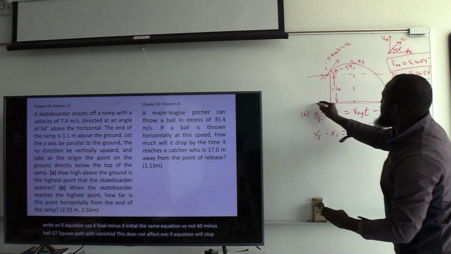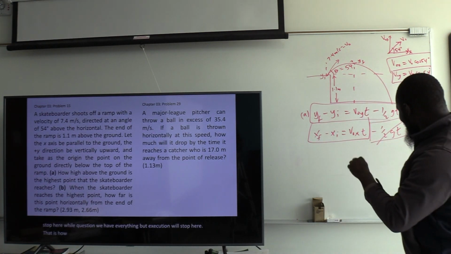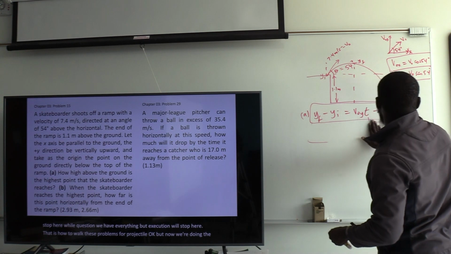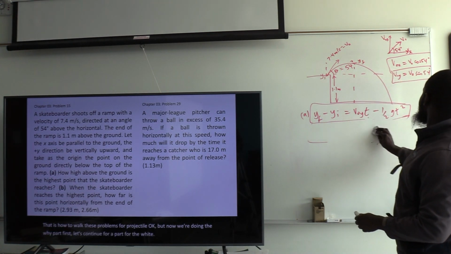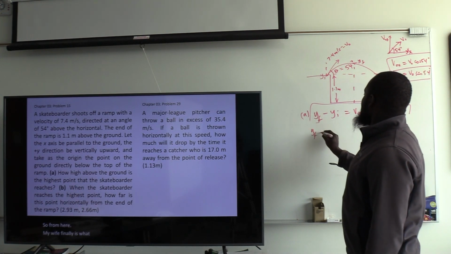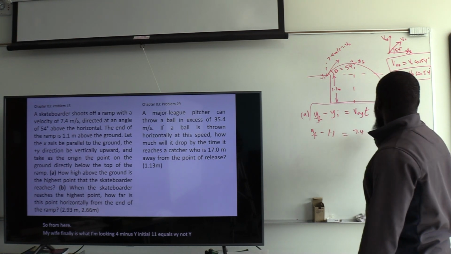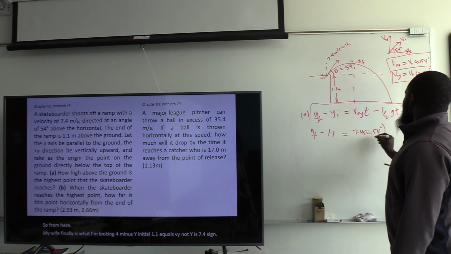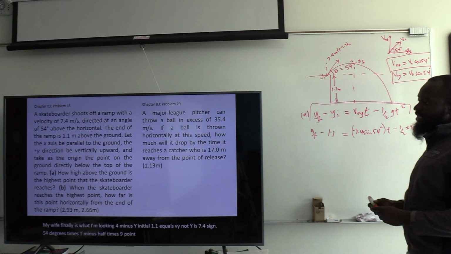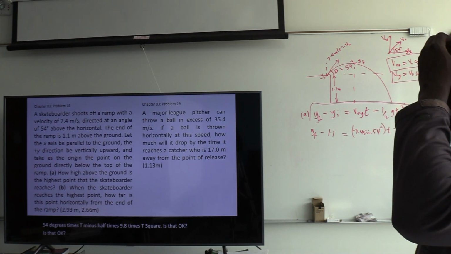So the x equation will stop here. For the y equation we have everything. That is how you know how to work these projectile problems. Okay, but now we are doing the y part first. So let's continue for the A part for the y. My y final is what I'm looking for. Y final minus y initial 1.1 equals v naught y, 7.4 sine 54 degrees, times t minus half times 9.8 times t squared. Is that okay? Good.